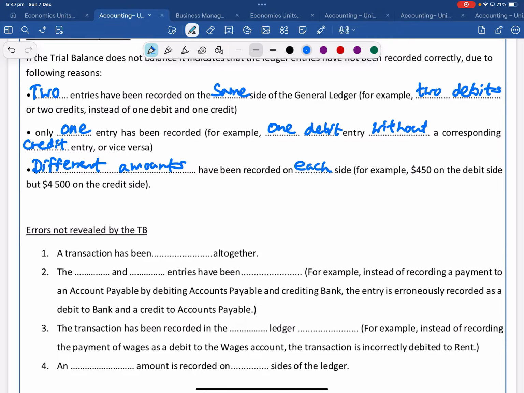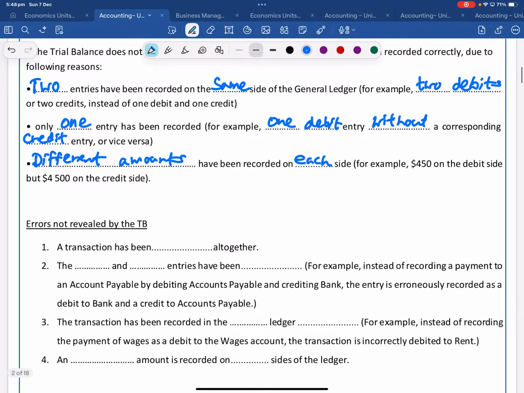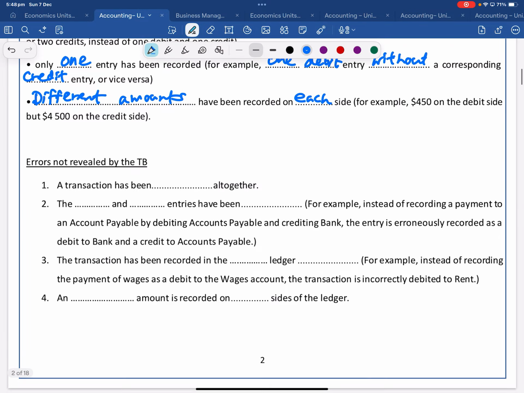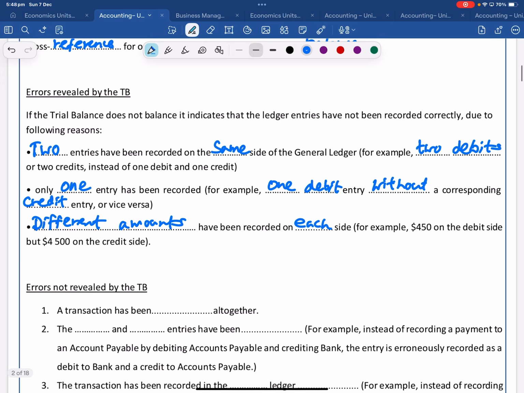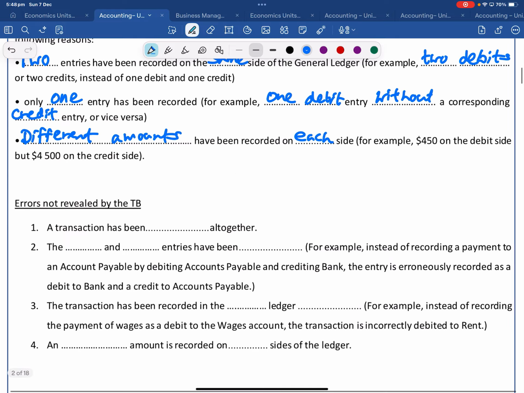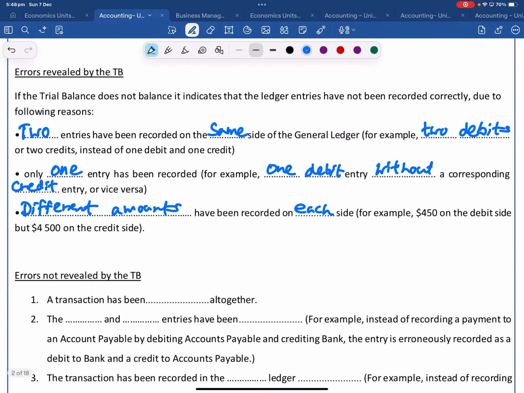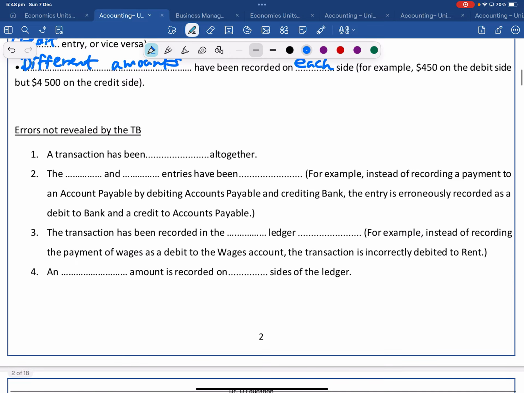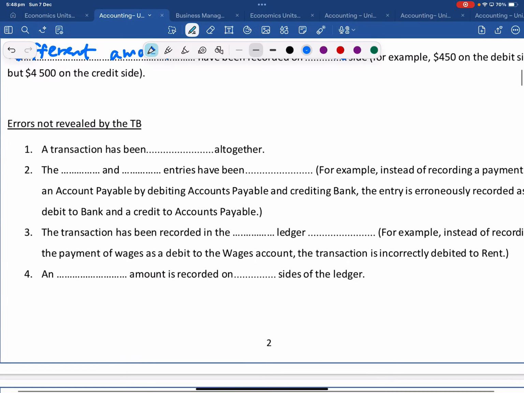Okay. Right. Next one, guys. Errors not revealed by the trial balance. As I told you, these things we just do theoretically. First part. So you will get theoretical questions in the exam for this one, errors revealed by the trial balance. And then as we were doing in question number 1, errors not revealed by the trial balance, these are the ones.